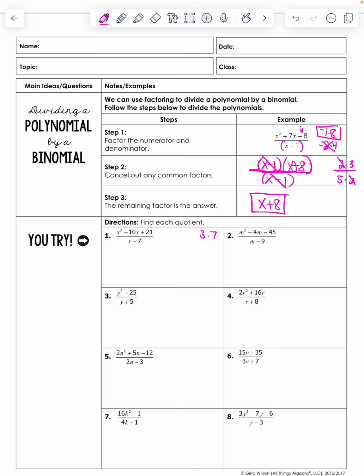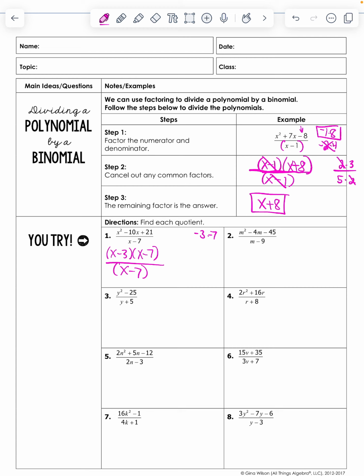And in order for it to multiply to be a positive 21, but at the same time add to be negative 10, both of these would have to be negative. So x squared minus 10x plus 21 factors into x minus 3 times x minus 7. X minus 7 can't be factored. I'm just going to put parentheses around it.